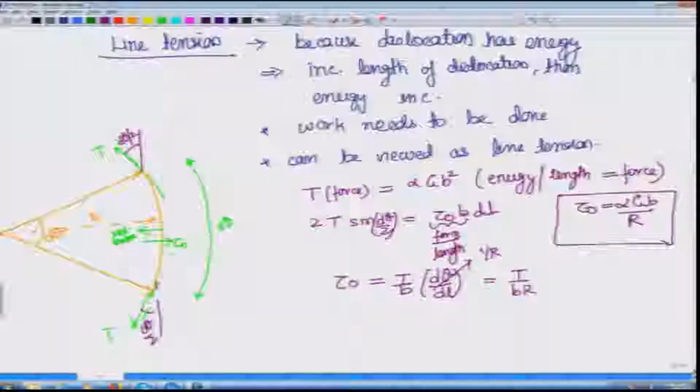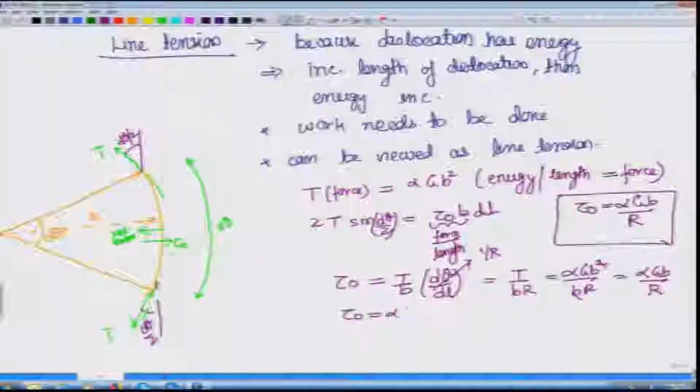But T we already said is equal to alpha g b square. So this becomes tau naught equal to alpha g b by r. Now, what is the meaning of this shear stress tau naught, when we write it like this?